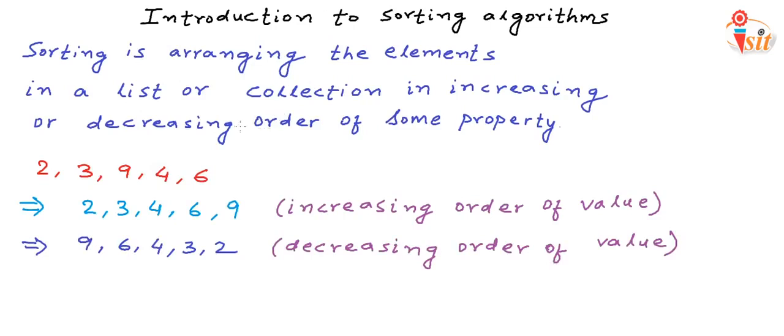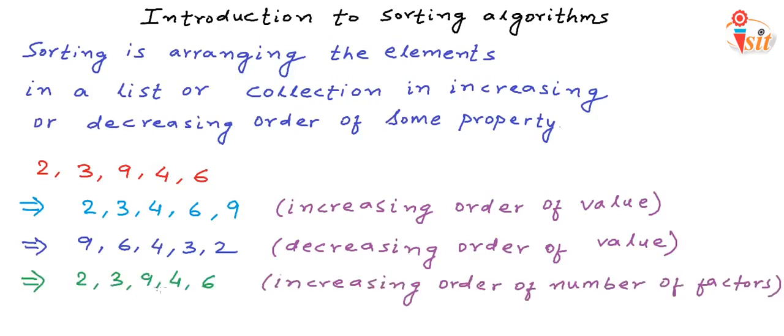What if we want to sort this list on the basis of, let's say, increasing number of factors? So the number with lesser number of factors is towards the beginning of the list. If you see, 2 has got only 2 factors, 1 and 2 itself. 3 has also got only 2 factors, 1 and 3 itself. 9 has got 3 factors, 1, 3 and 9 itself. 4 again has got 3 factors, 1, 2 and 4 itself. 6 has got 4 factors, 1, 2, 3 and 6 itself.